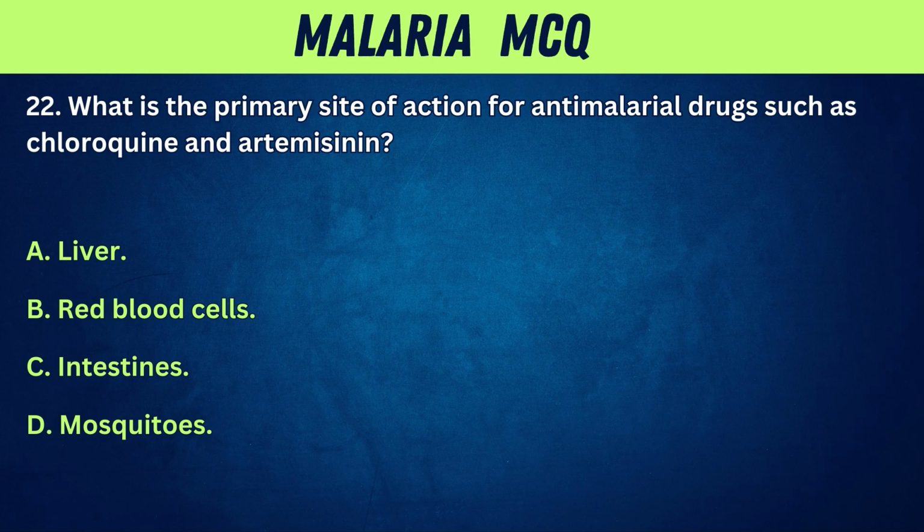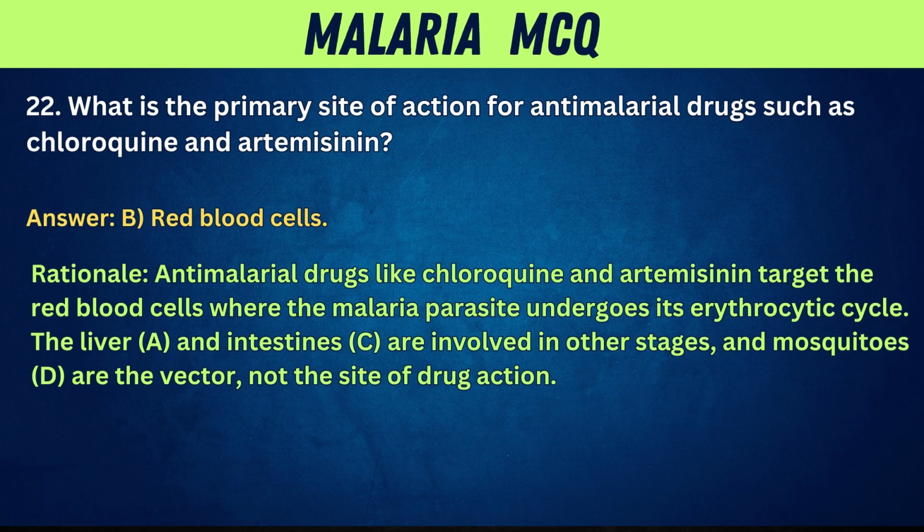22. What is the primary site of action for antimalarial drugs such as chloroquine and artemisinin? A. Liver. B. Red blood cells. C. Intestines. D. Mosquitoes. Answer: B. Red blood cells. Rationale: antimalarial drugs like chloroquine and artemisinin target the red blood cells where the malaria parasite undergoes its erythrocytic cycle. The liver, A, and intestines, C, are involved in other stages, and mosquitoes, D, are the vector, not the site of drug action.